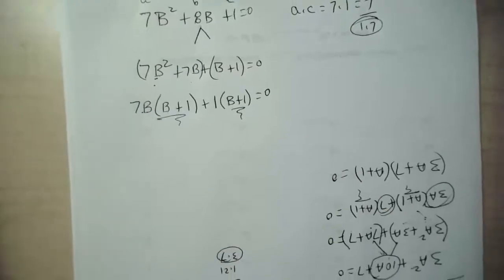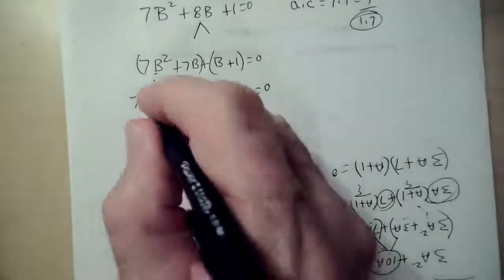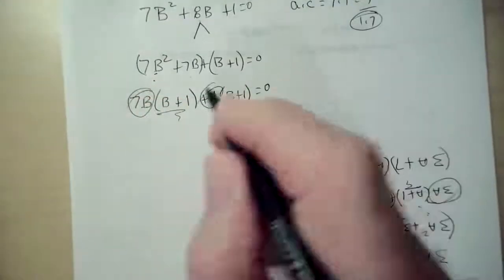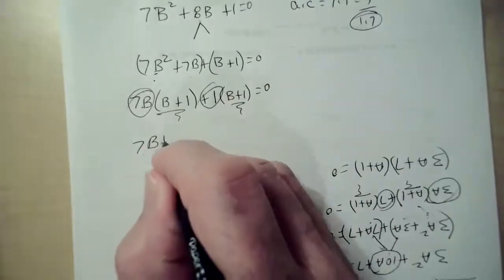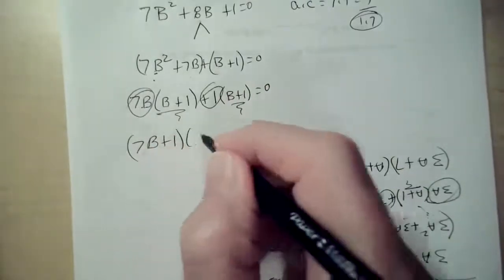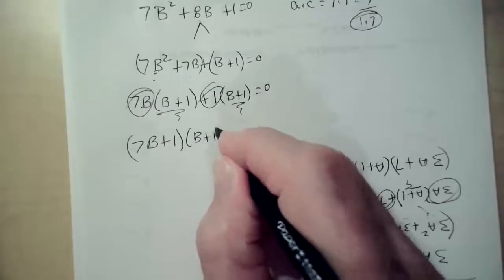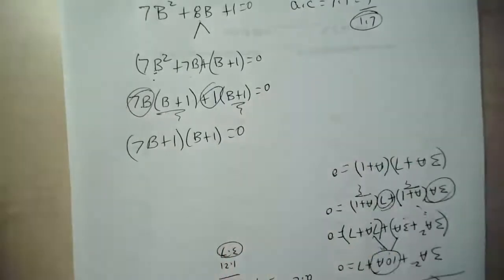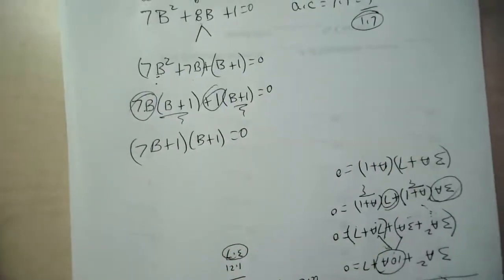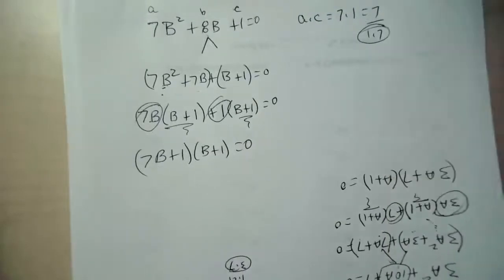And again, this and this are the same, so we're probably right. Now we have 7b plus 1 times b plus 1 equals 0. Right? Right. Isn't that fun? Hey, good stuff, huh?